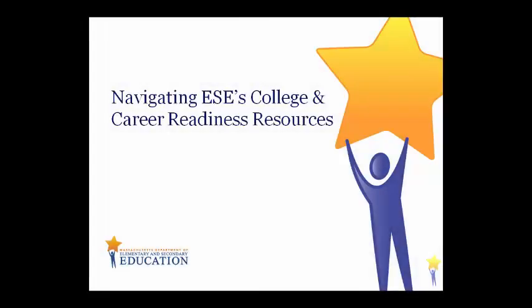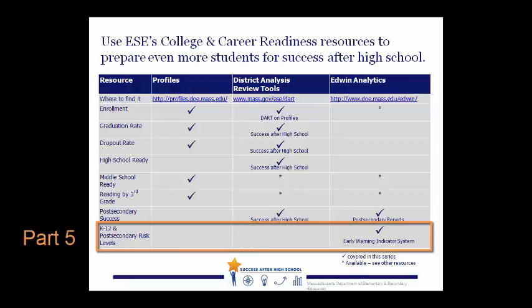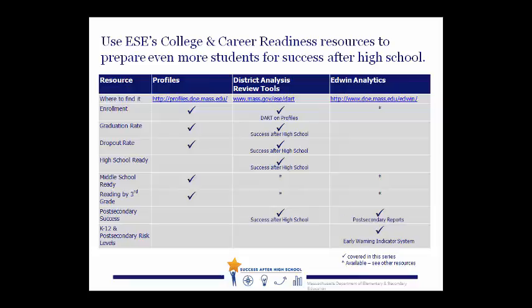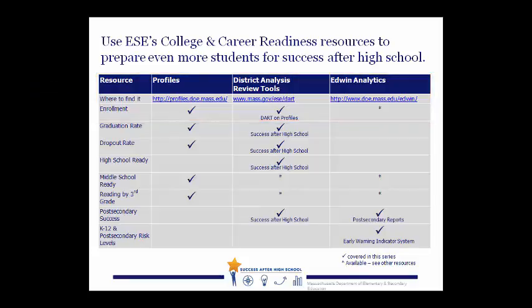This video is part 5 of a series of college and career readiness resources available on the websites of the Massachusetts Department of Elementary and Secondary Education. In this video, we'll cover where you can find information about the Massachusetts Early Warning Indicator System, or EWIS. This data is available through Edwin Analytics. For guidance on using Edwin, see part 1 of this video series.